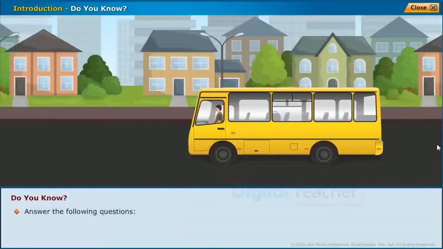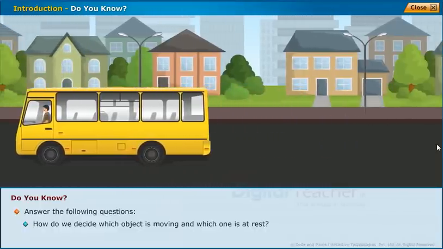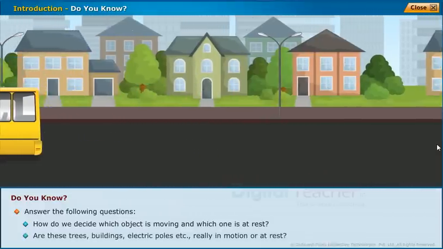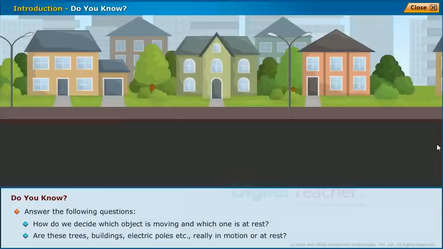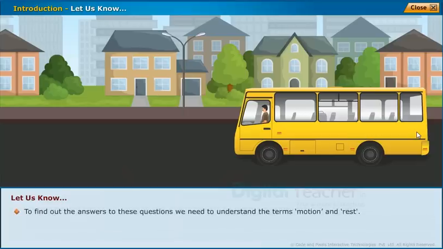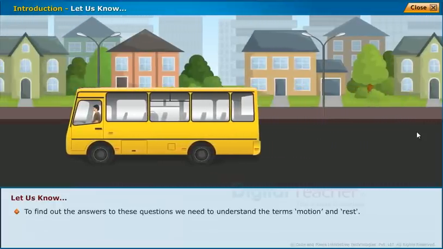Answer the following questions. How do we decide which object is moving and which one is at rest? Are these trees, buildings, electric poles, etc. really in motion or at rest? To find out the answers to these questions, we need to understand the terms motion and rest.